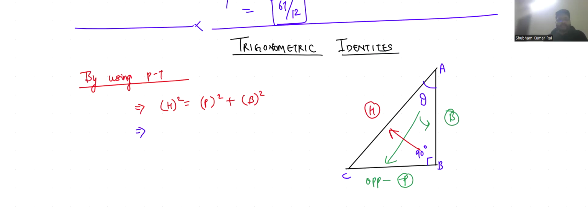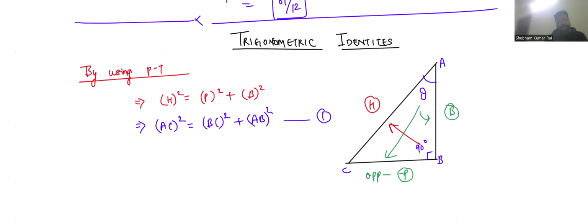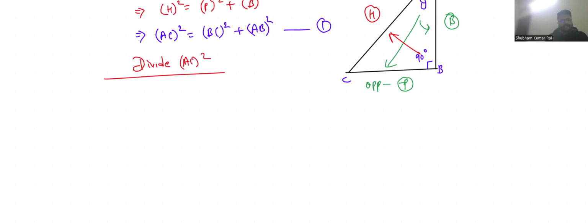So it will be AC square. What is the perpendicular now? That is BC square. And what is base? That is AB square. Now we have just substituted the values. Now what is the next step? So I would like to say divide AC square from equation number 1. Divide AC square from the whole equation. So what you will be getting? As we had, that is AC square is equals to BC square plus AB square.